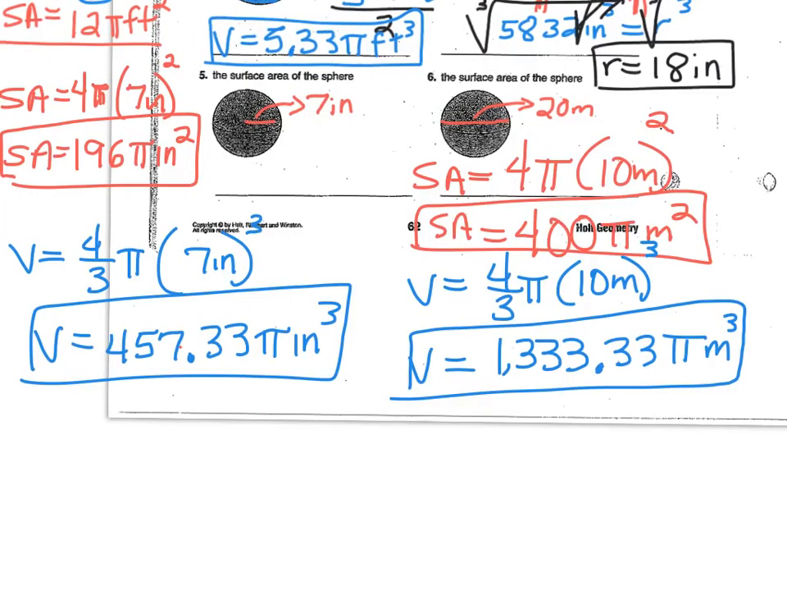We have surface area is 196 pi square inches. Volume is 457.33 pi cubic inches, right? Everybody okay? Now, Joel, what about number 6, the surface area? What do you have? Surface area, I got 400 pi meters squared. Meters squared. And last but not least, Marco, how about the volume? What did you get for number 6? 1,333.33 pi meters cubed. That is right. Everybody got the same thing?